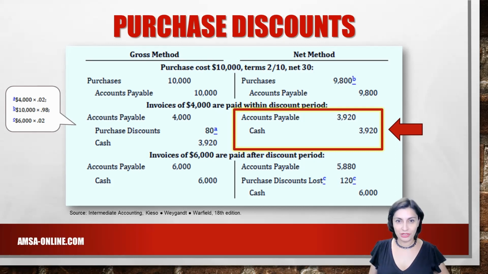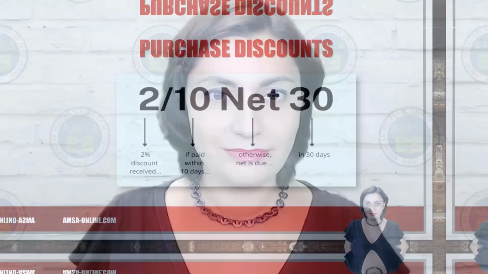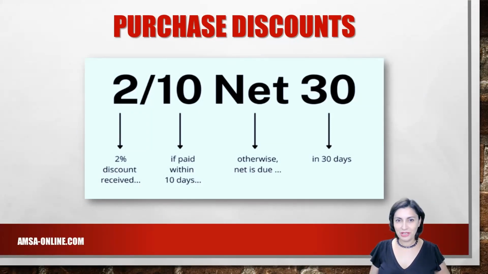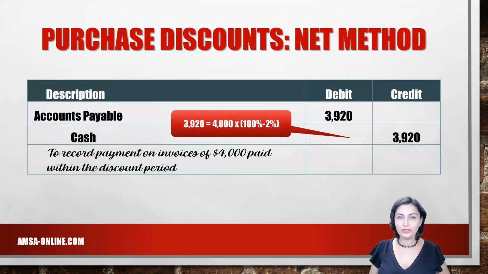The second journal entry is to record a payment for invoices of $4,000, which were paid within the discount period. Let's briefly review what 2/10 net 30 means. 2/10 net 30 means that the buyer will receive a 2% discount on the net amount if they pay the invoice in full within the first 10 days of the invoice date. Otherwise, the full invoice amount is due in 30 days without a discount. The journal entry is recorded as follows.